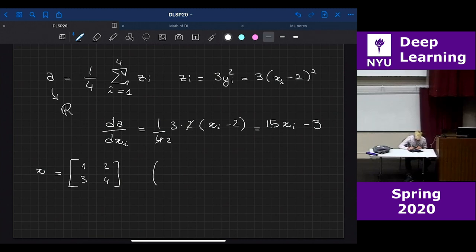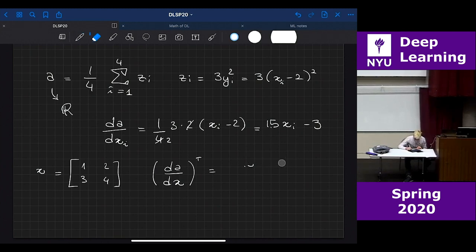What's going to be my dA over dx? I'm actually writing the transpose directly here. So for the first element, you have 1 times 1.5, so 1.5 minus 3. You get 1 minus 1.5, right? Second one is going to be 3 minus 3, you get 0, right?